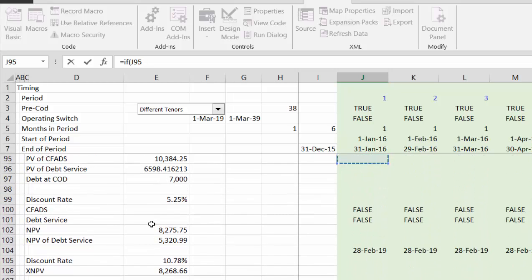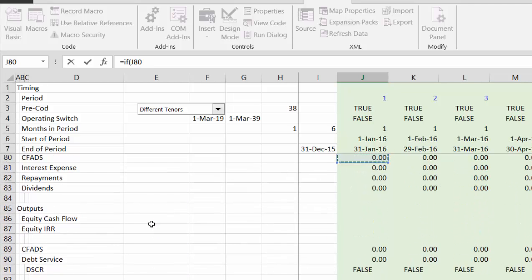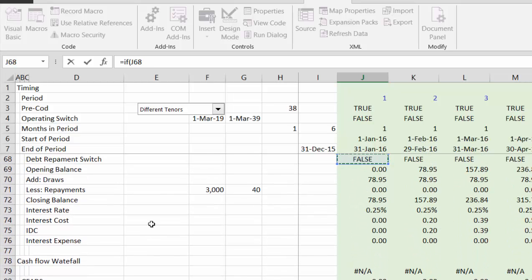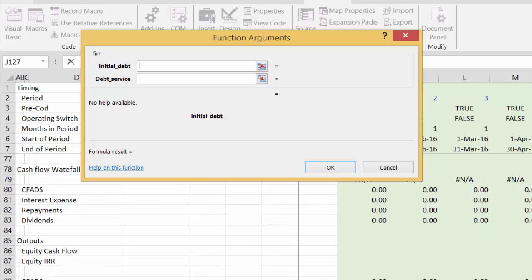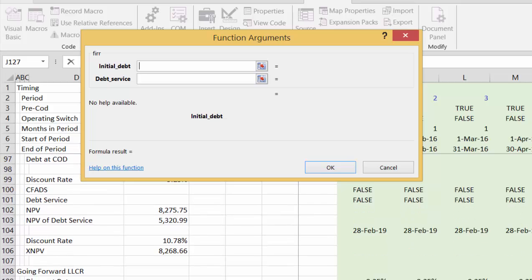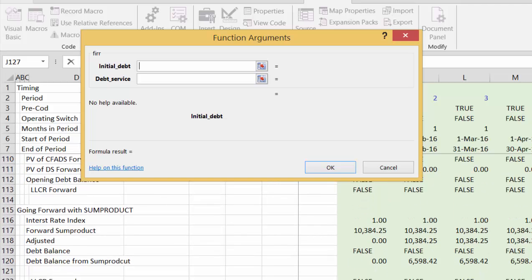One LLCR for the first tenor of the debt and the other for the second. But for right now, I was kind of lazy. I just put one debt repayment switch. So if it's that one, we'll put FIRR, tab as usual, and then we put this function here. Everything's going slowly here. I feel like it's going slowly just because my mind is working slowly. But we'll find the initial debt.